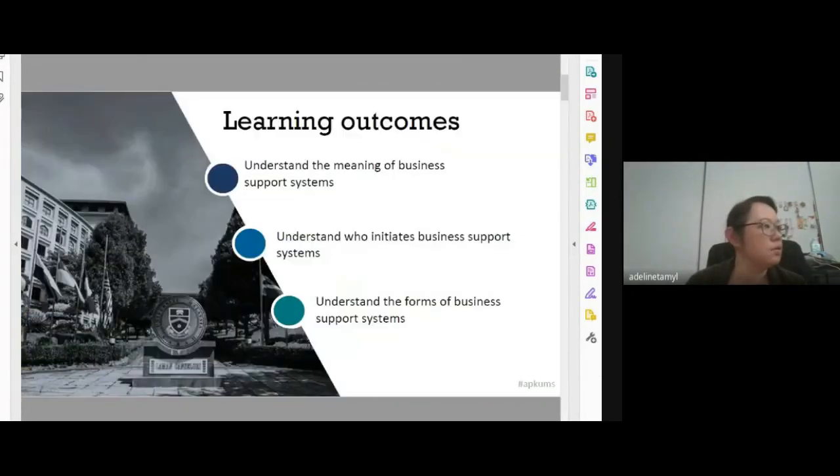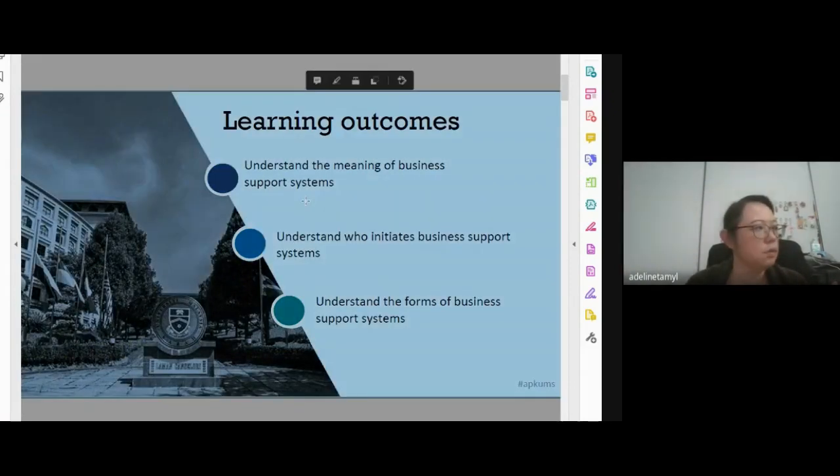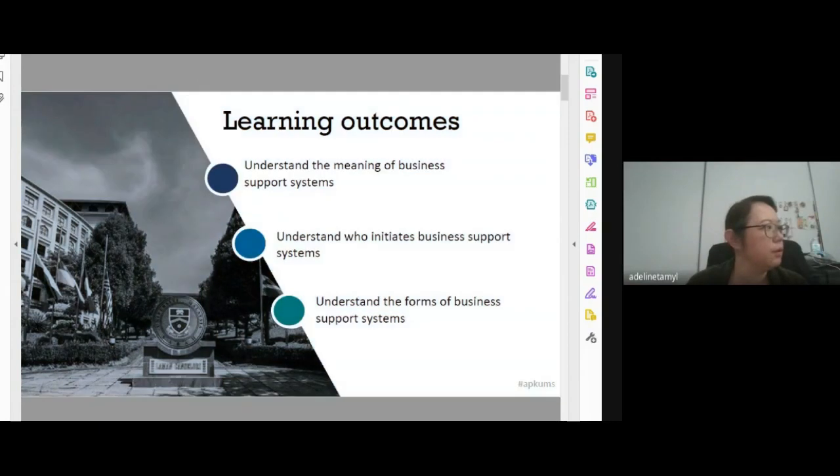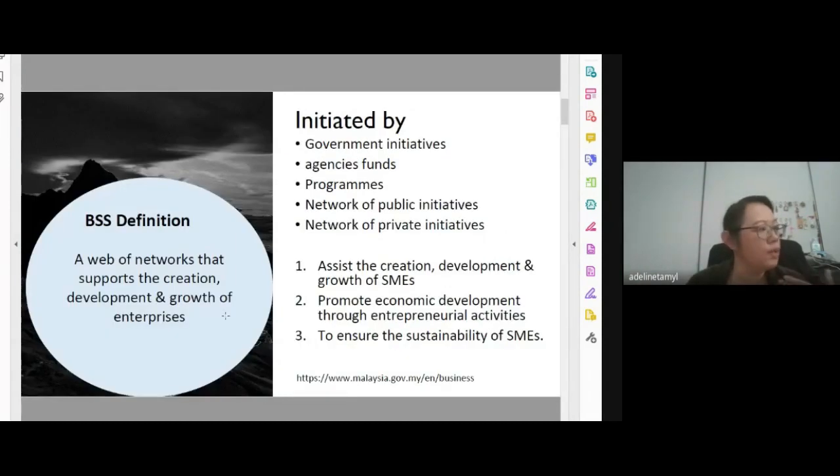So business support system is the form of support that we provide for the company. So, yeah, sorry, I shouldn't click here. The business support system, it can be from the government or from the private sector. Maksudnya oleh syarikat ataupun individu selain daripada kerajaan. Okay. So what do we mean by business support system?